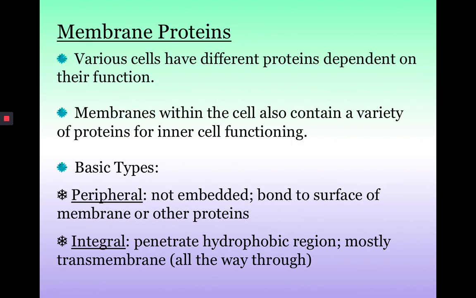Now, membrane proteins. Various cells have different proteins depending on their function. Membrane within the cell also contain a variety of proteins for inner cell functions. So there are basic types of proteins, right? You're either a peripheral protein, which are not embedded, right? They bond to surfaces of the membrane or other proteins, or integral proteins, which penetrate hydrophobic regions, mostly transmembrane, okay? Which means they go all the way through. Transatlantic flights go across the Atlantic. Transmembrane proteins go across the membrane.